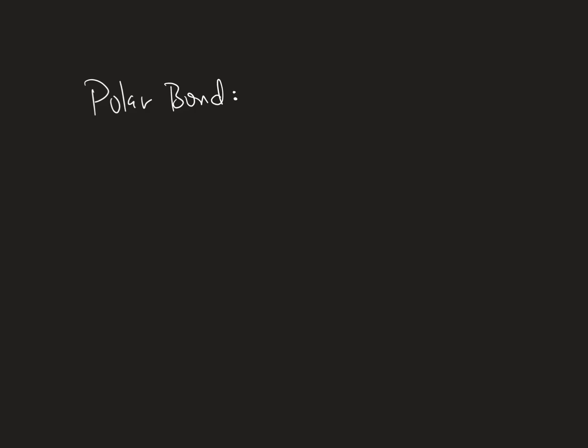So a polar bond is a covalent bond. That means what happens to the electrons? They share, good. Where the electrons are shared unequally.